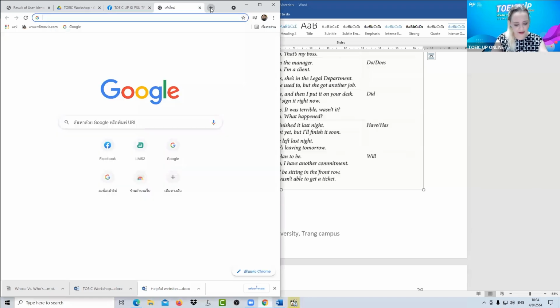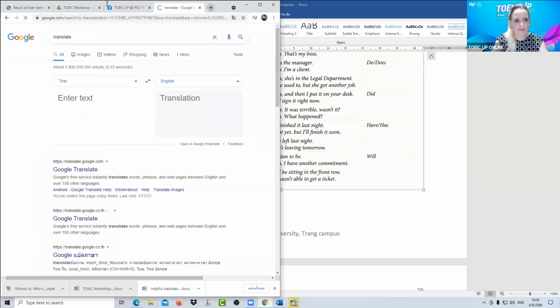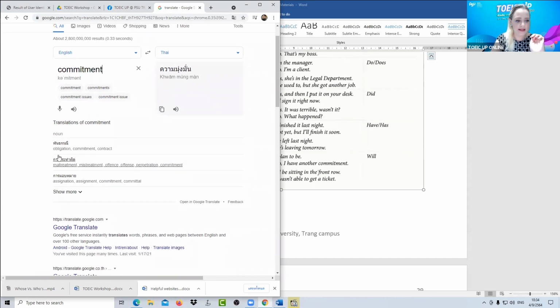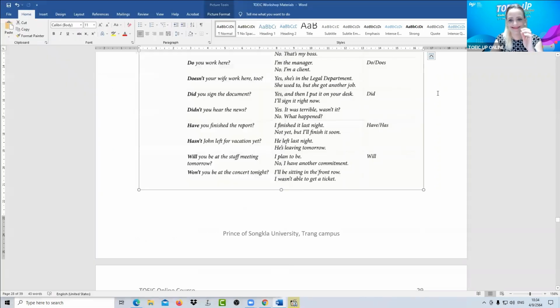If you say you have a commitment. Let's put it here. Remember, while you're studying, always look up new words that come up. So commitment, we've got obligation, right? Okay, so no, I have another commitment, or no, I have another meeting, or no, I have to go to the dentist. Means all the same thing.